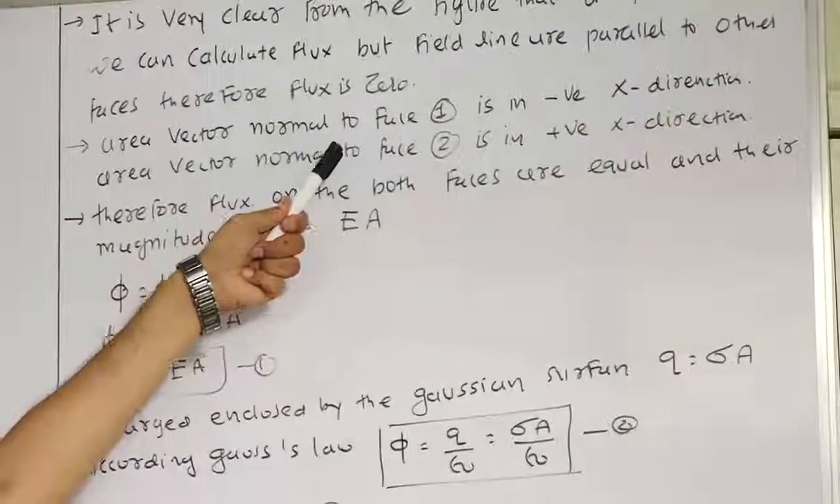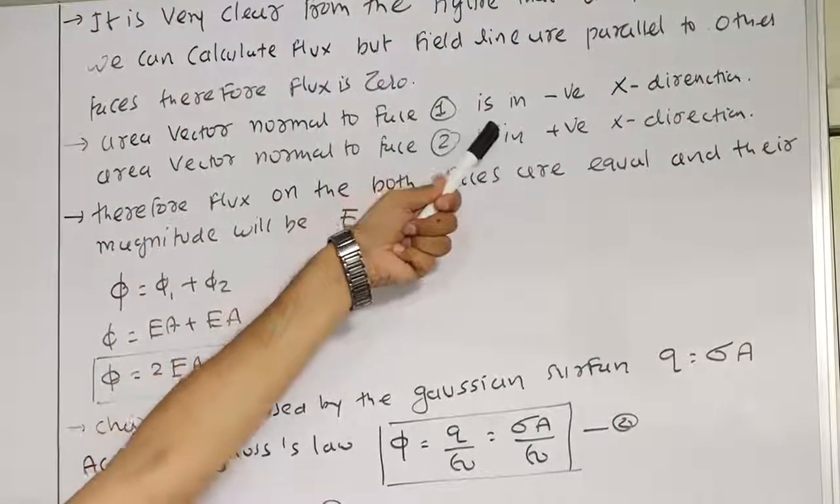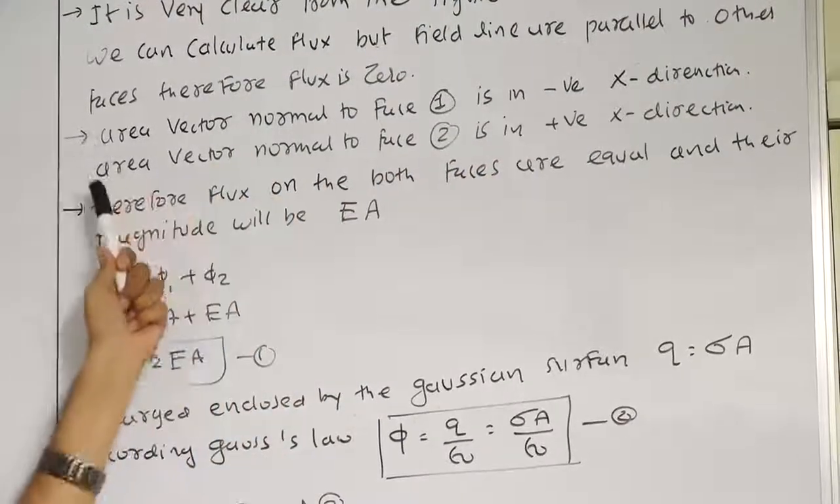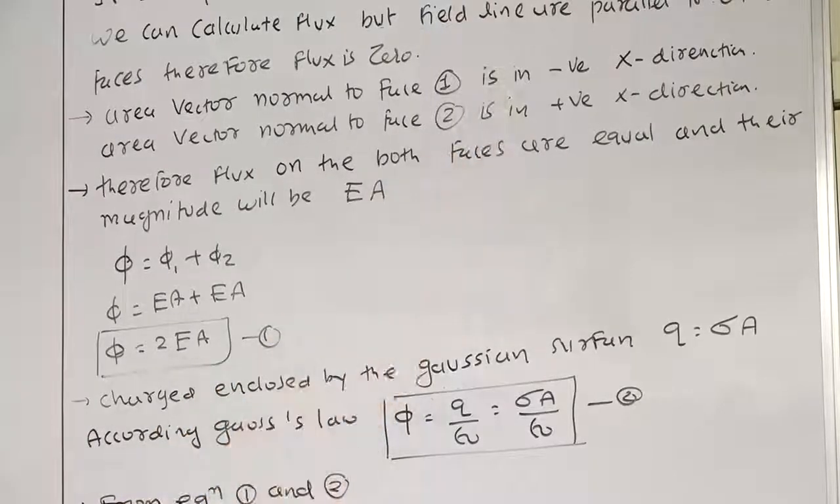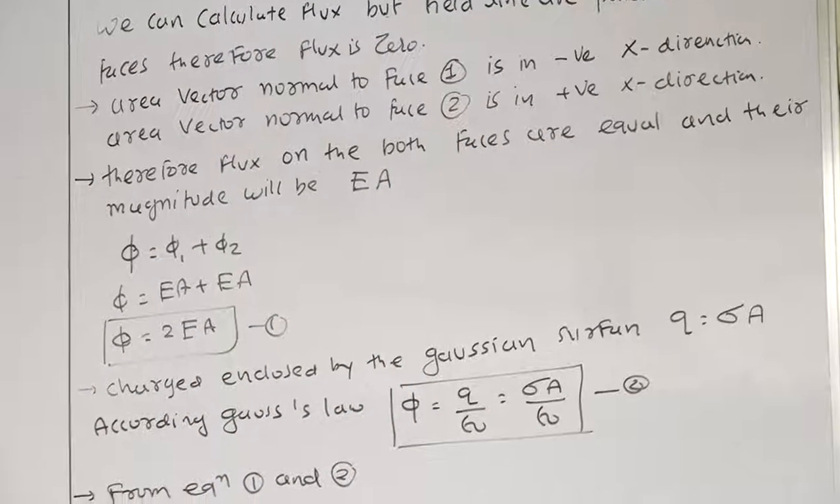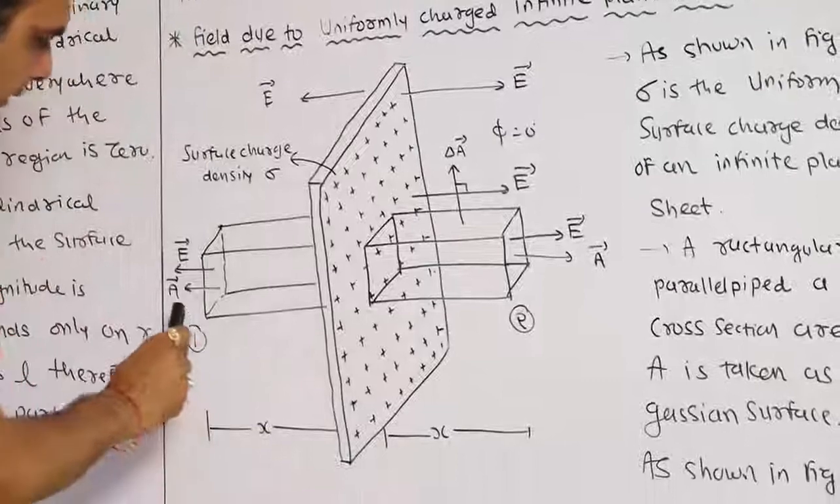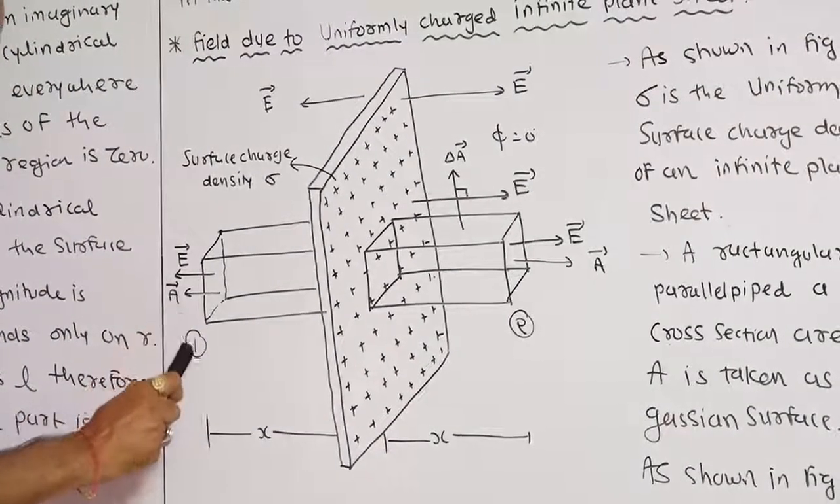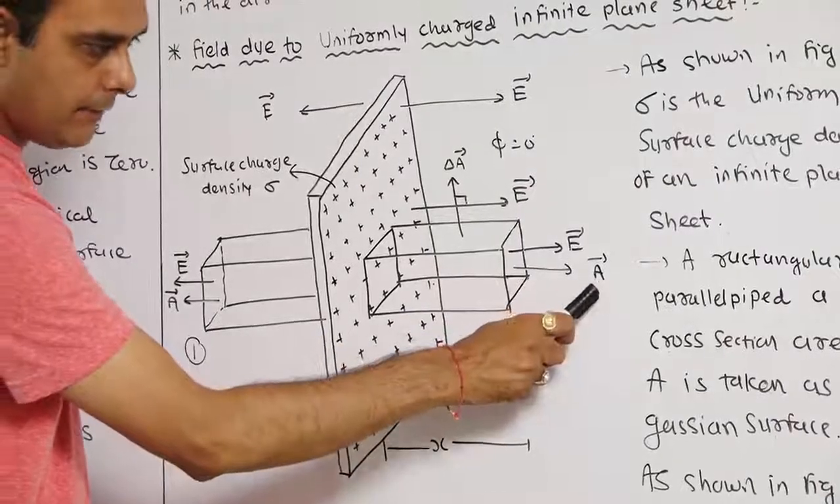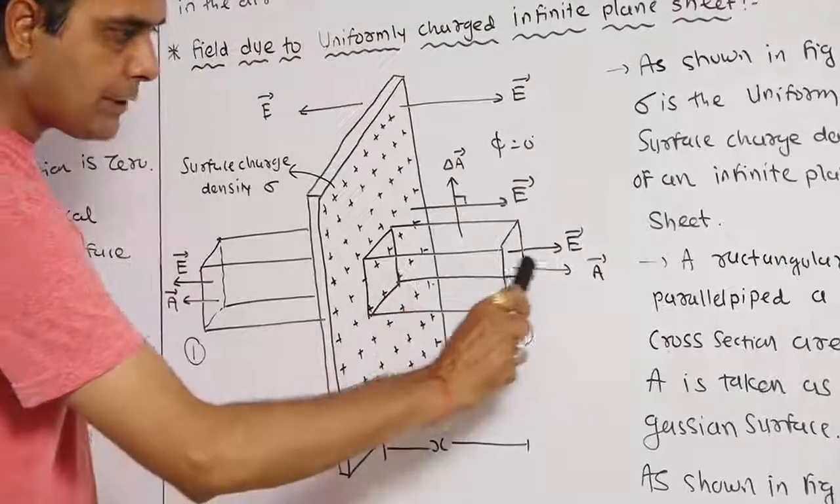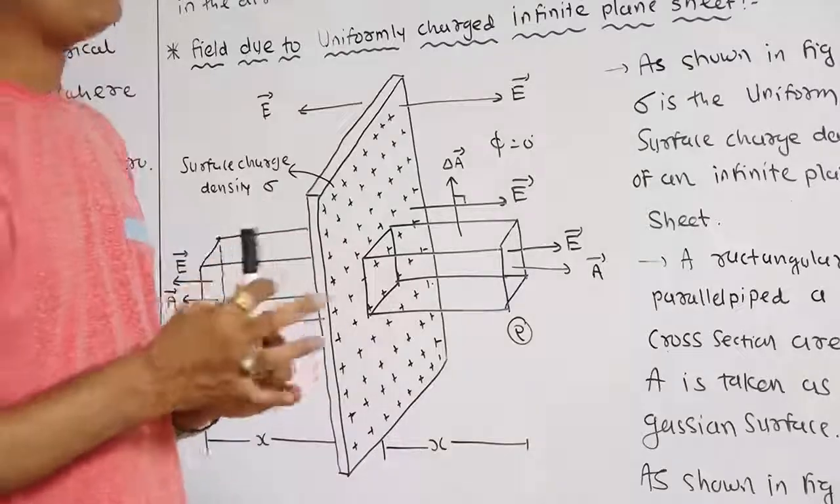Area vector normal to face 1 is in the negative x direction. Area vector normal to face 2 is in the positive x direction. Once again, students, this area vector A at face 1 is in the negative x direction. This area vector A at face 2 is in the positive x direction.